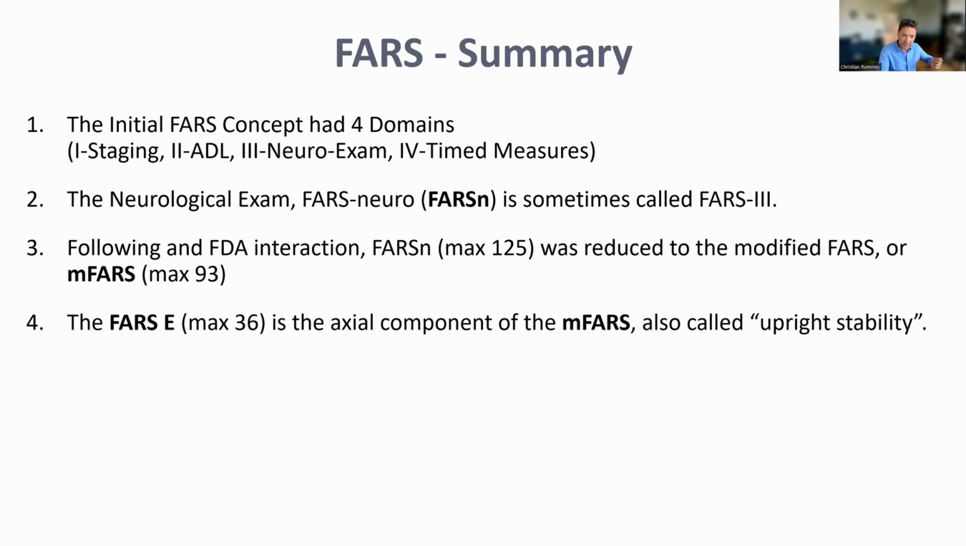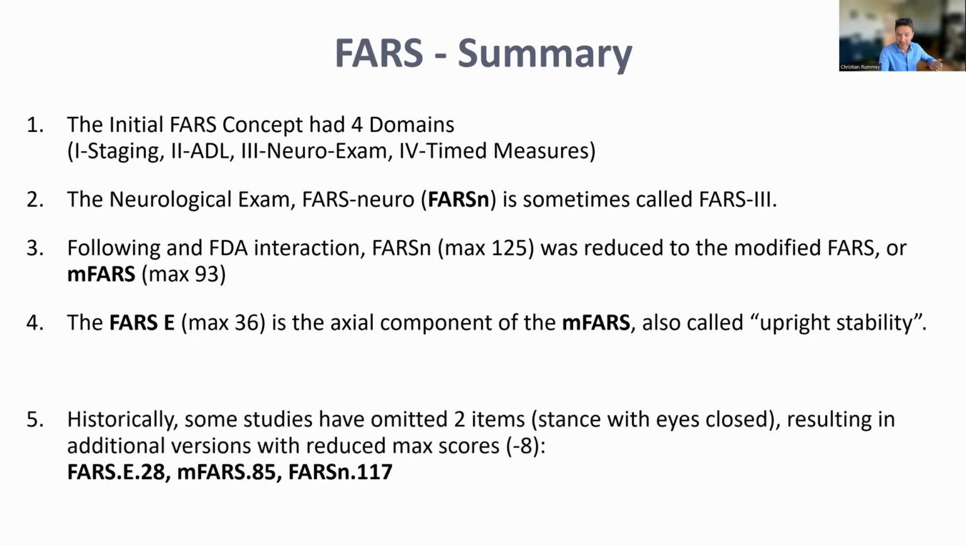Then there is a slight catch in some of the historical studies. Some of the items were omitted. There's a whole story around this, but I spare you those details. Some items that covered stands with eyes closed were not used in several studies. So that's why those have different versions of the mFARS score. Every time there is a number behind it, remember that's the reduced score. It's always 8 points less. So the 93 becomes 85, 36 becomes 28, and so on.